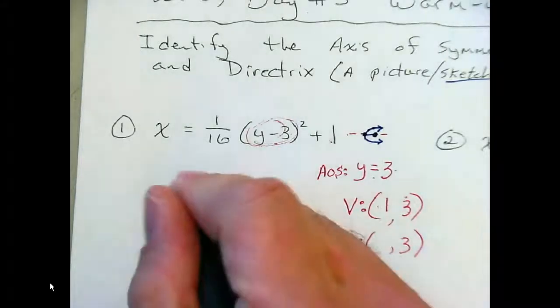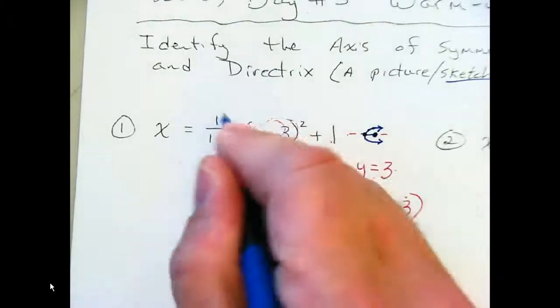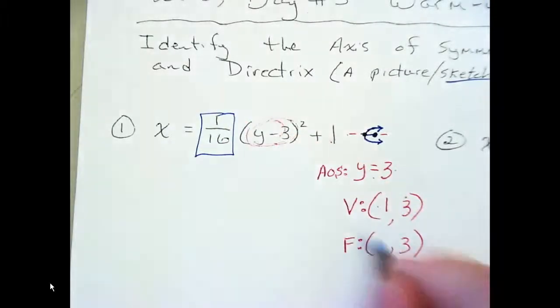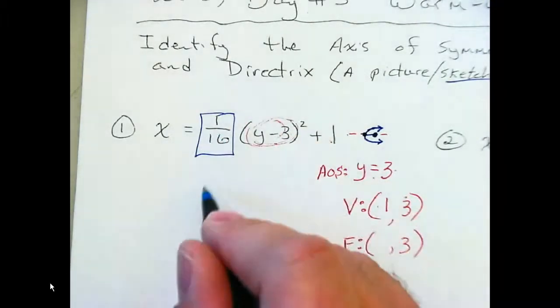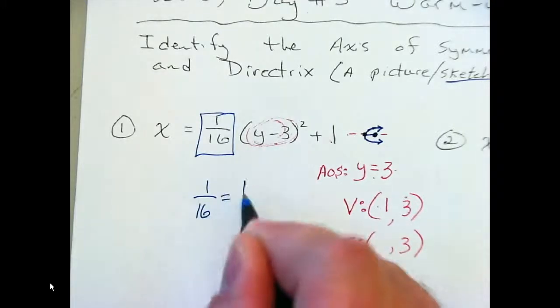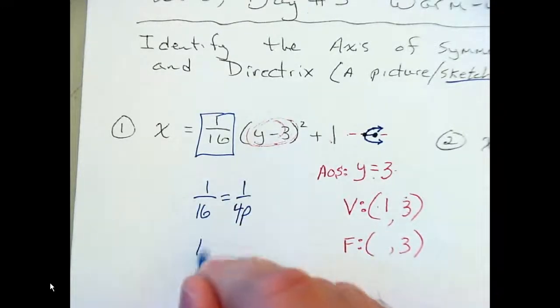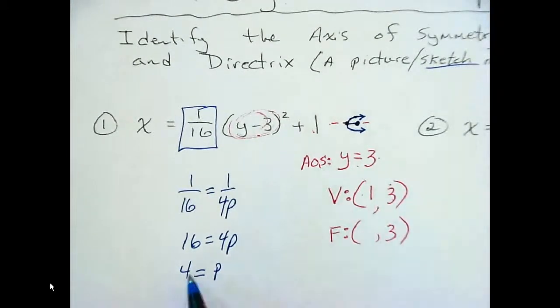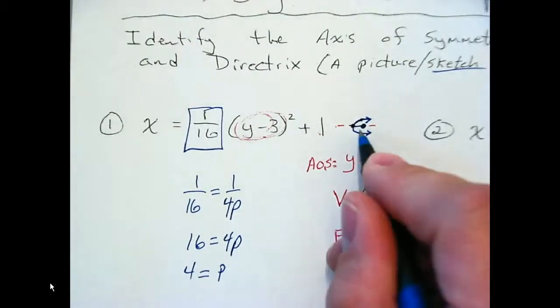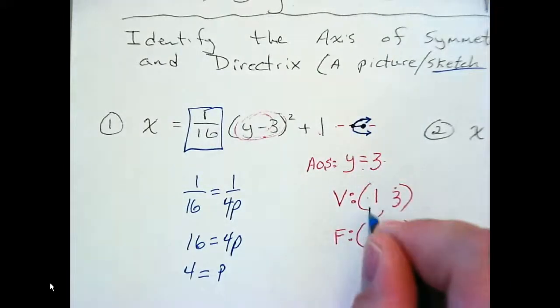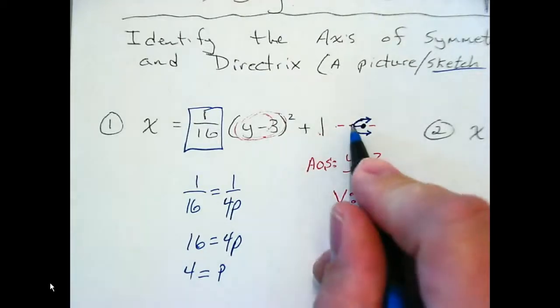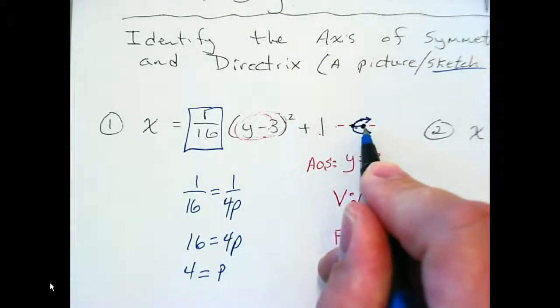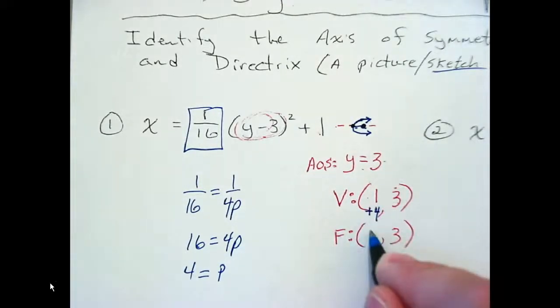So now, if I come back here, I know my a term right here, so to find this I need to know what p is. I know my a term is equal to 1 over 4p. And so that means 16 equals 4p, or p equals 4. Which means I can take this 4 and add it to my 1 right here. I am moving that far from my vertex. I'm going 4 units, which is 5.